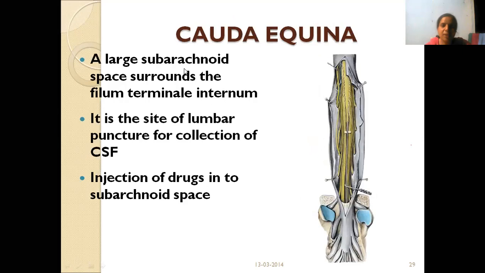Now this is also a short note, the cauda equina. We know this is the cone-shaped terminal part of the spinal cord, the conus medullaris. From here, a bunch of nerves like a horse's ponytail will be there. They come out because they have to exit through their respective intervertebral foramina. So this bundle of nerves is called the cauda equina.